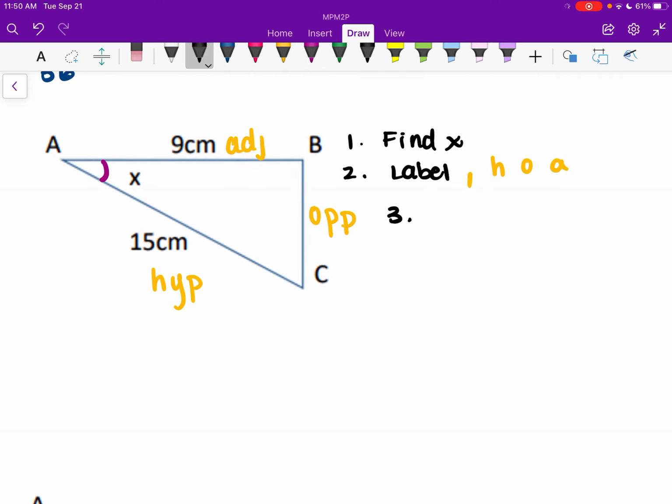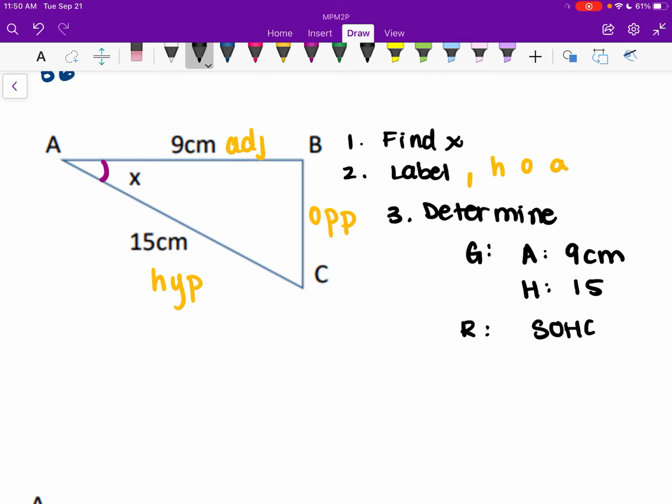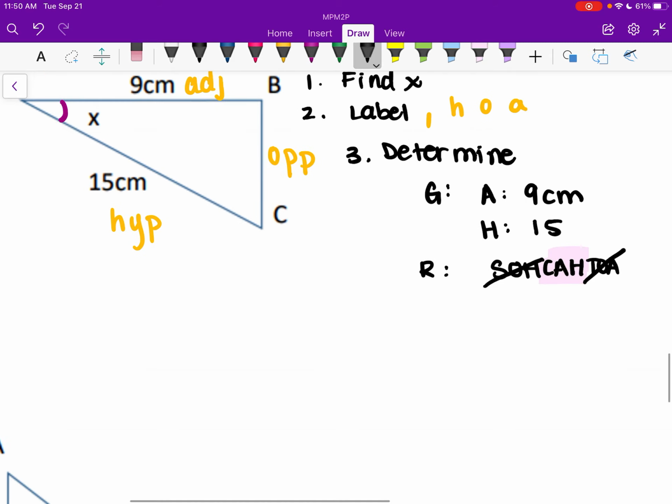Now let's determine. I'm given what? What am I given? I'm given the adjacent side. So I'm given 9 centimeters, and I'm given the hypotenuse. Right? So, from SOHCAHTOA, I can't use sine because I don't have the opposite side. I can't use tan because I don't have the opposite side. The only option I have is to use cosine. So let's use cosine.